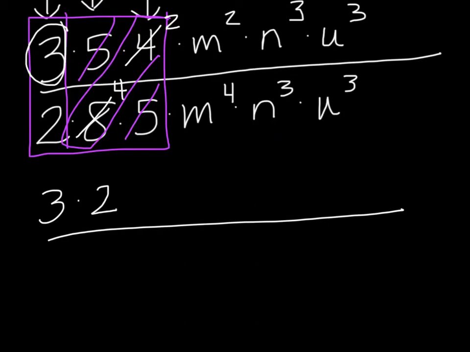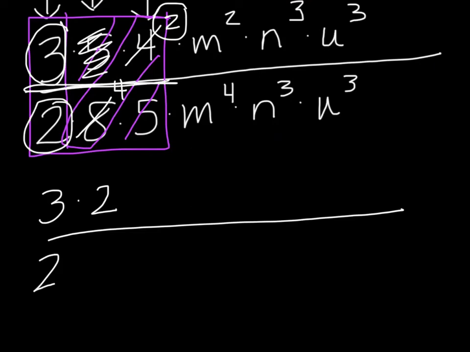Remember, you have 3 in the numerator, 5 has gone away, 4 has been simplified and became a 2. And then in your denominator, so there's your denominator, you have a 2 times the 8 got canceled and became a 4, and your denominator of 5 got scratched out. So all I'm left with for my coefficients is 3 times 2 divided by 2 times 4. Now let's look at our variables.